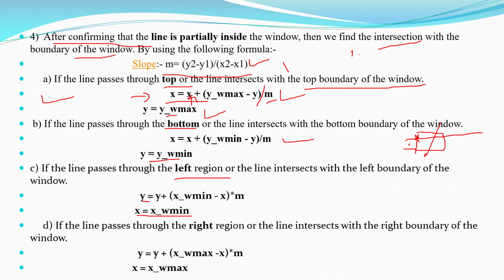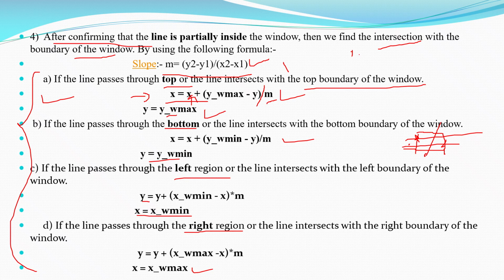Okay, so what if the line passes through the right region, or the line intersects with the right boundary of the window? Then x will be xw max, meaning the point is here. So the x value will be x max. y equals y plus (xw max minus x) multiplied by the slope value. Remember, these four are most important. With this we can get the clipping of our lines.